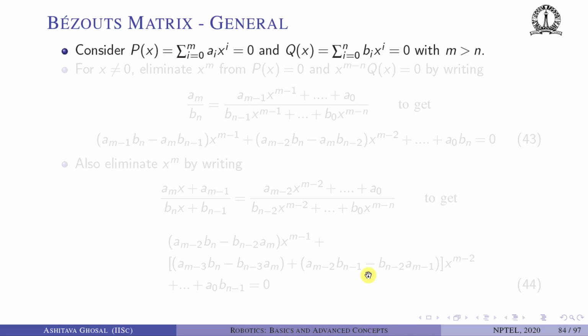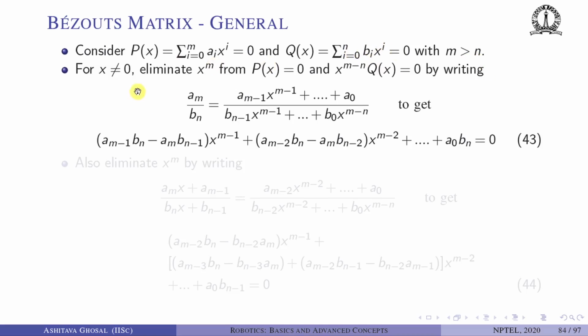In general, if you are given p of x as a polynomial, the sum of ai x to the power i, an mth degree polynomial, and q of x as an nth degree polynomial, the sum of bi x to the power i, with m greater than n. For x not equal to 0, eliminate x to the power m. Previously we had eliminated x squared from p of x and x to the power m minus n times q of x by rewriting it in this form: am by bm is equal to this.